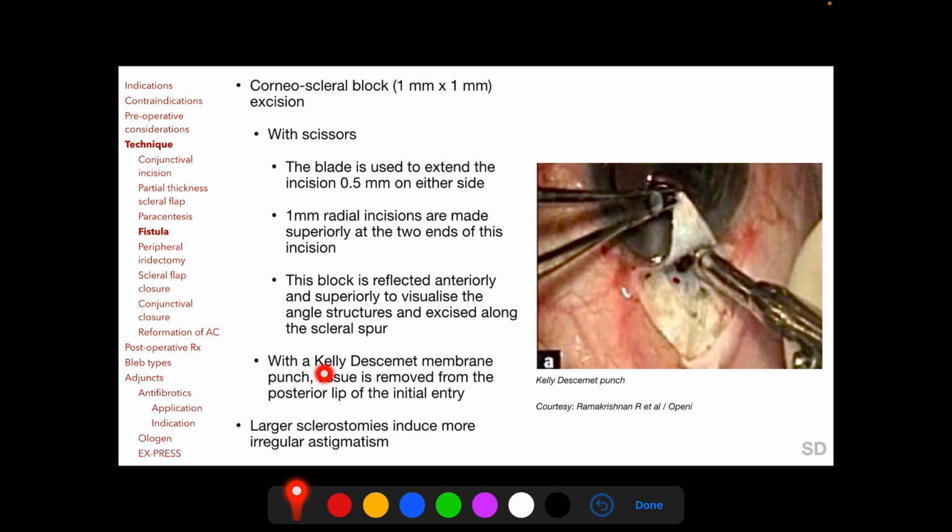When a Kelly Descemet's membrane punch is used, as shown here in this photograph, the tip of the punch is introduced through the initial entry made with the blade, and then the punch is used to remove tissue from the posterior lip of this initial entry. Sclerostomies should be limited to this dimension, as larger sclerostomies can induce more irregular astigmatism.